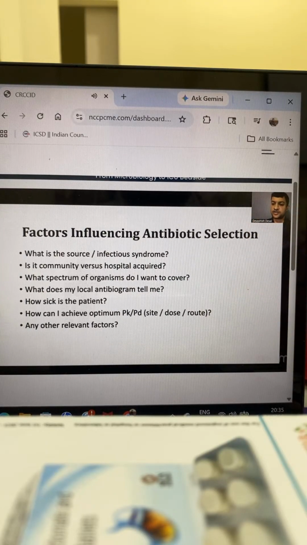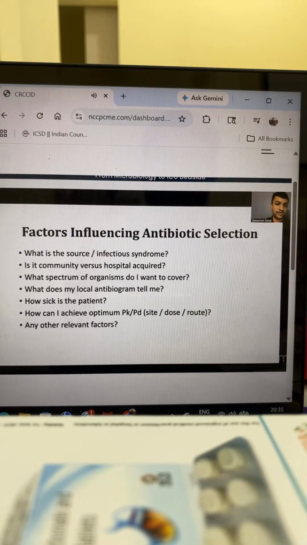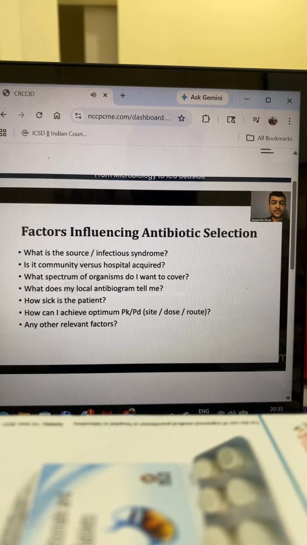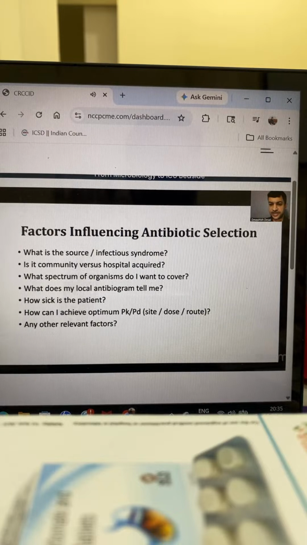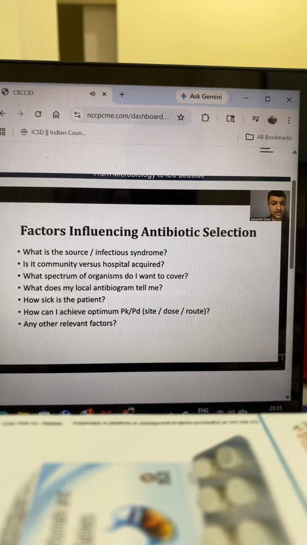So most likely in the ICU with sick patients, you'll be adopting a de-escalatory approach. Then once you have all this decided, you will choose your antibiotics to cover this spectrum, and you will choose them in such a way that you can achieve the optimum PK/PD at that particular site. And then you will factor in any other aspects that might be unique to that case, which is something you'll decide on a case-by-case basis.